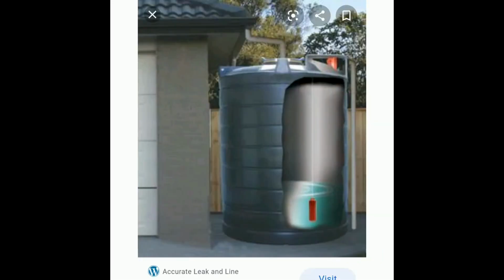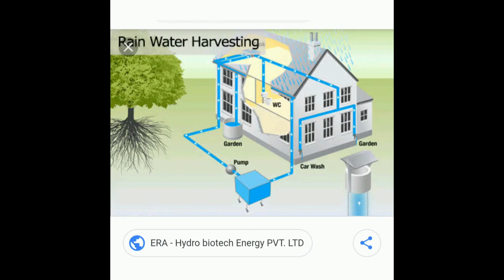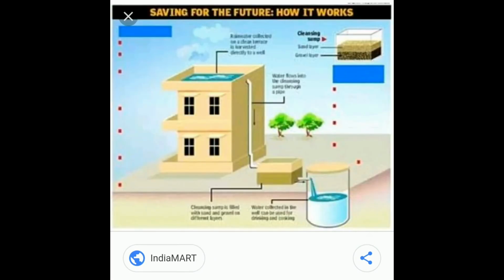And the fifth one is rainwater storage tanks. Rainwater collected on our terrace can be channelled through pipes and stored in a tank. This water, after purification, can even be used for drinking. Next one is well recharging. The collected rainwater, after filtration, can be directly pumped into the well, thus the water level in the wells can be raised.